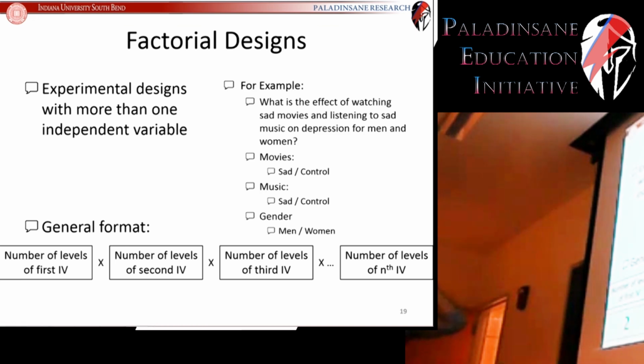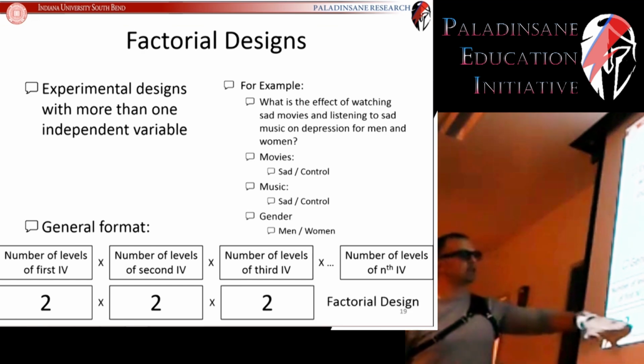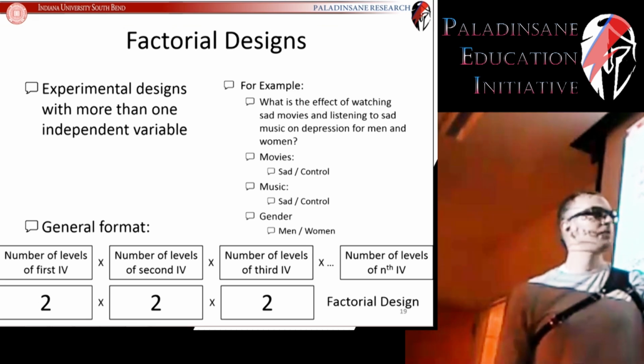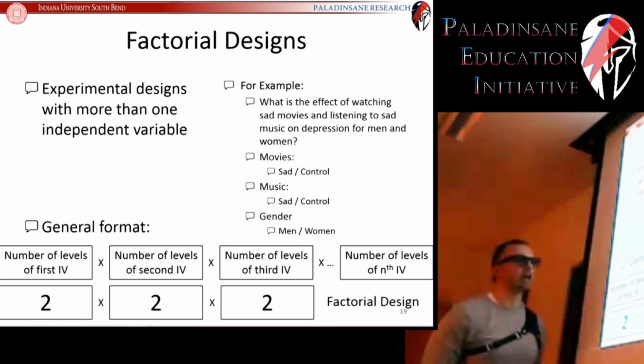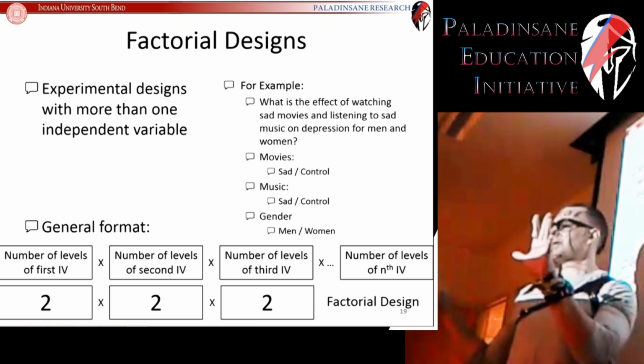In this case, we have a 2 by 2 by 2 factorial design. So we got 2 levels of movies by 2 levels of music by 2 levels of gender factorial design. So in this case, we have 8 unique combinations.